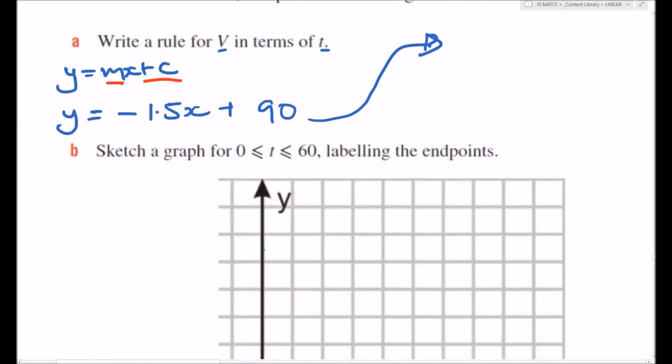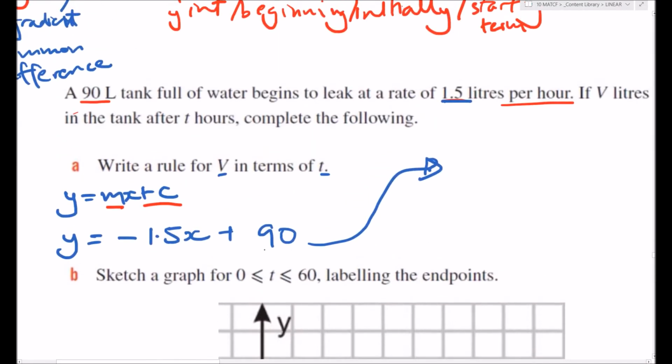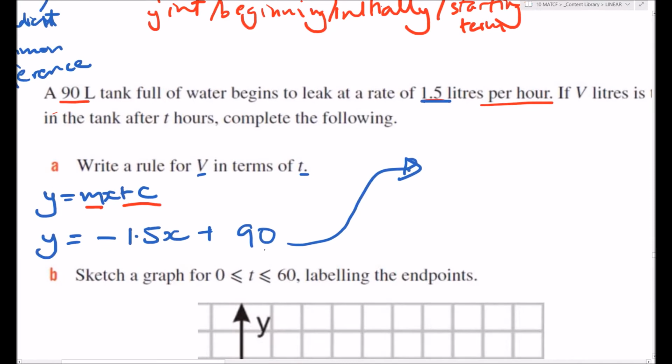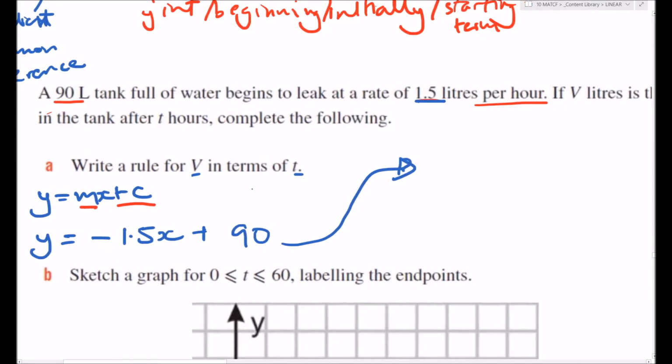Now, if you read the question, generally, if you read a question like this, the X variable will be the number that will change. It's the number that's going to change each time. If you think about it here, the thing that changes constantly is the per hour. So in this case, of my X and Y, the X variable is the thing that's going to change.